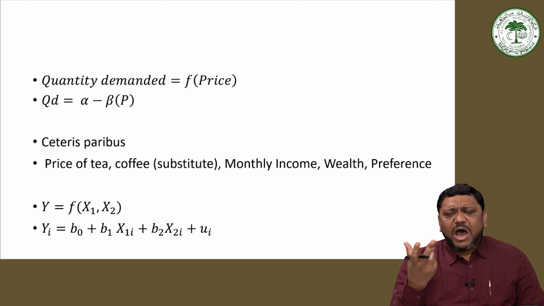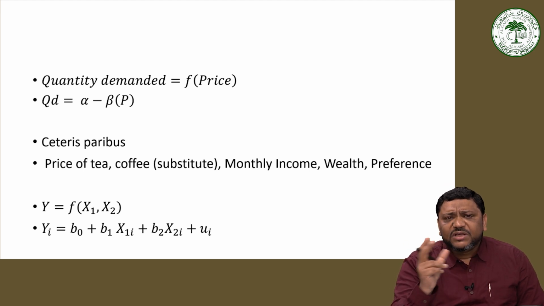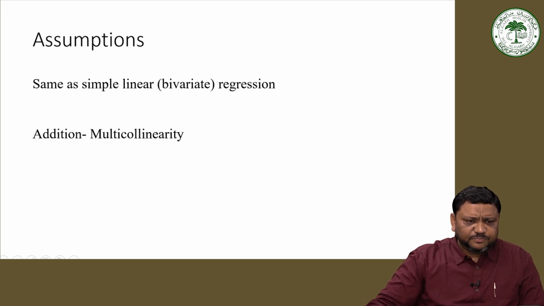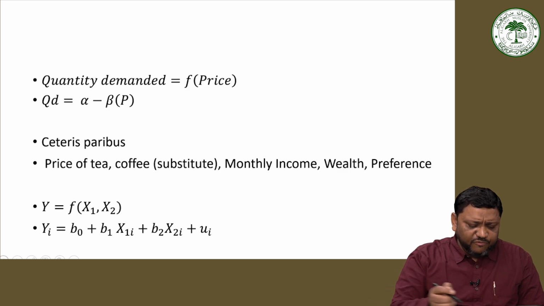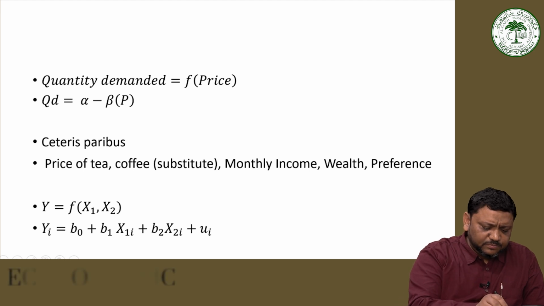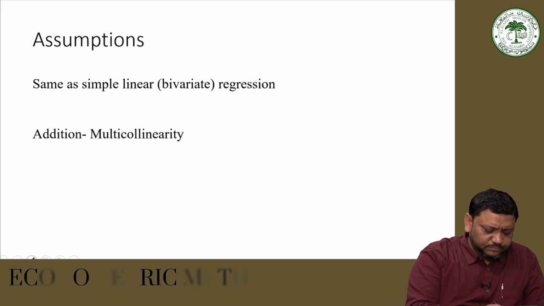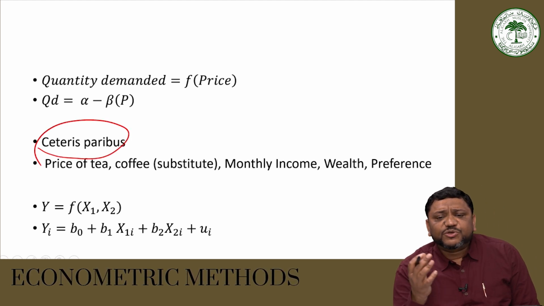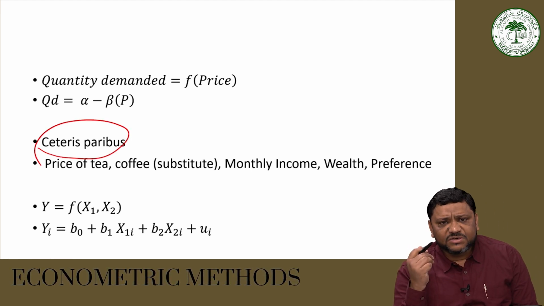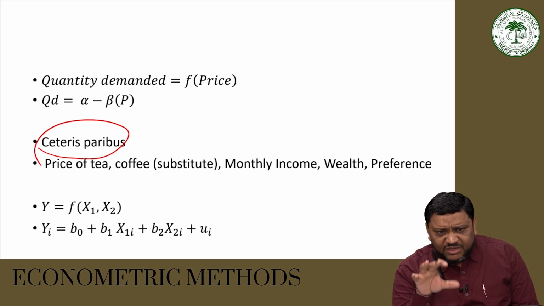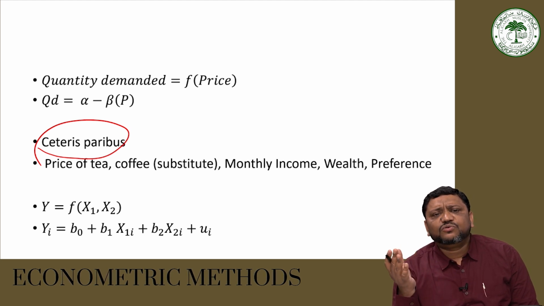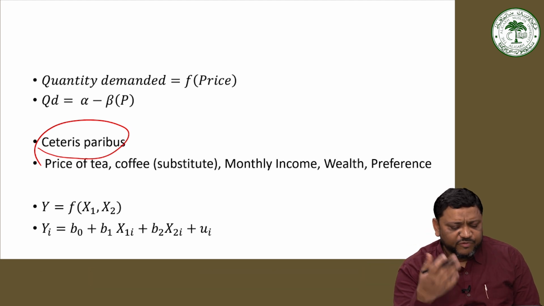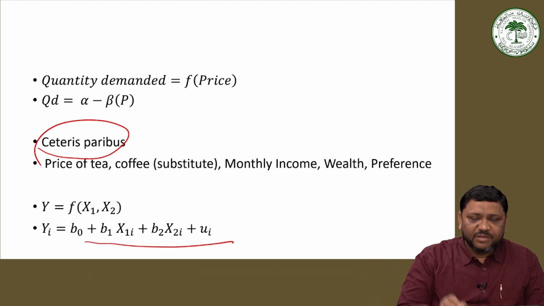Again, how can we be sure that we are capturing this ceteris paribus relationship? So, when these things are involved, when we need to incorporate more than one independent variable, we come under multiple regression.